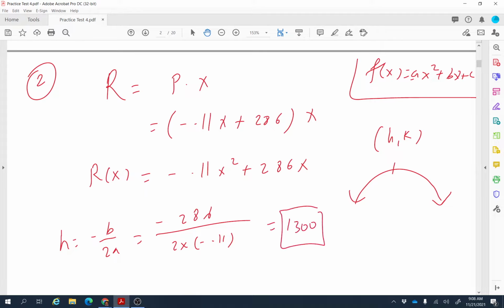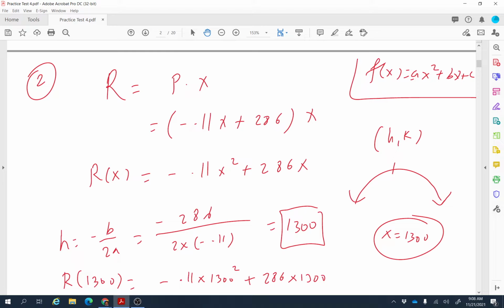That's h, which means that's the value of x. Okay, so that's 1300. So what is the maximum value? What's the maximum revenue when x is 1300? Just plug the value of x here, which is negative 0.1 times 1300 squared plus 286 times 1300.